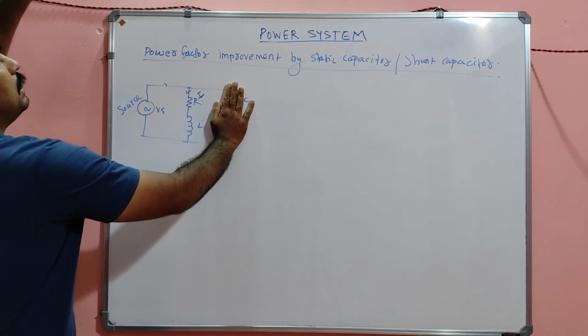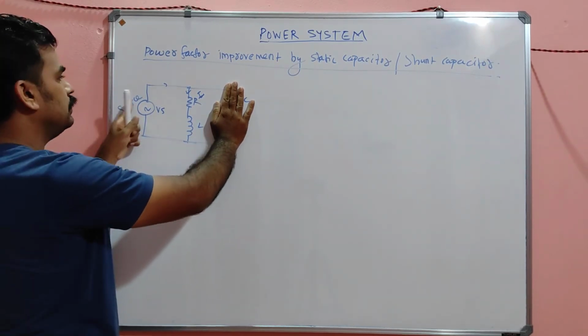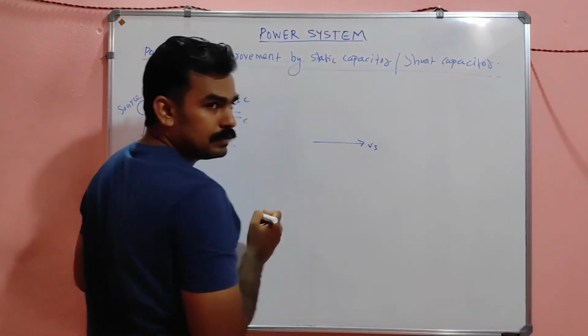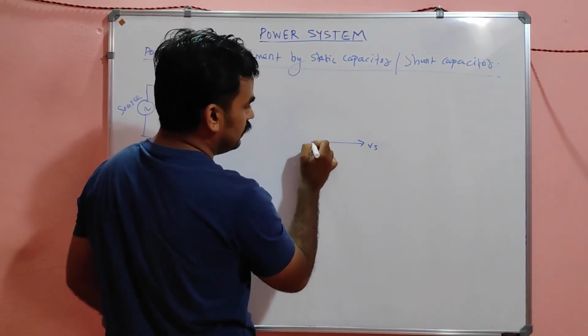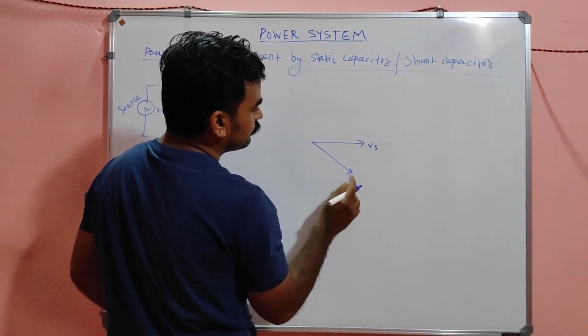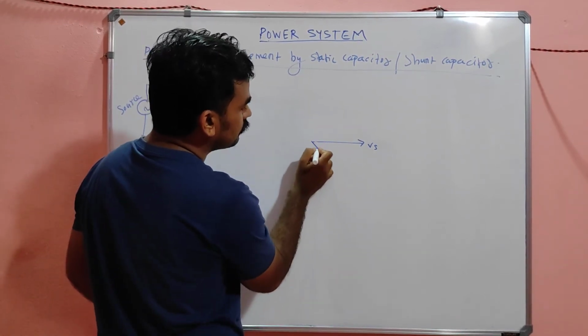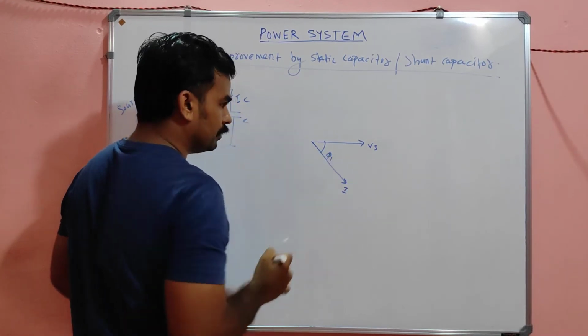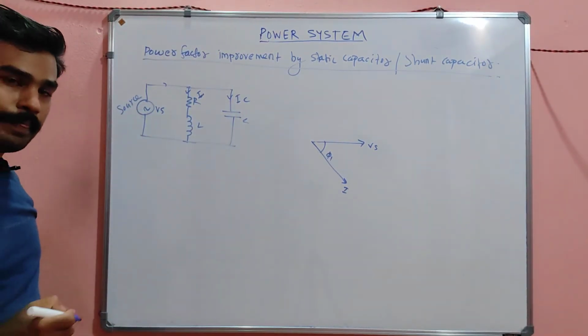So what will be my phasor diagram for this circuit? Vs, am I right my dear? Vs, and this will be I, having power factor angle phi 1. Am I correct?